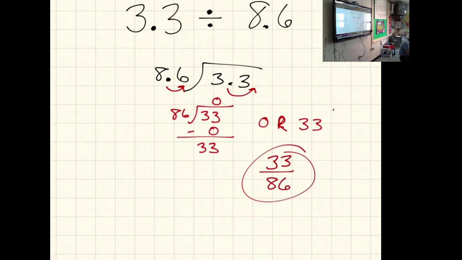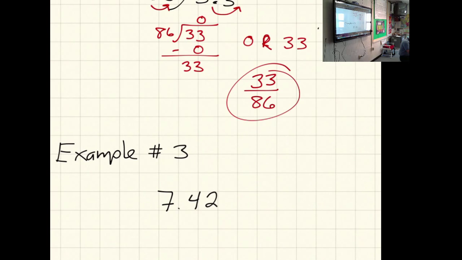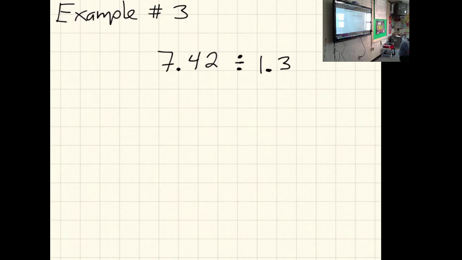One more example. Sample 3. Okay, 7.42 divided by 1.3. Okay? Let's go ahead and set this up. 1.3, 7.42.